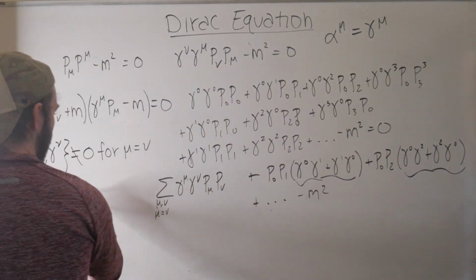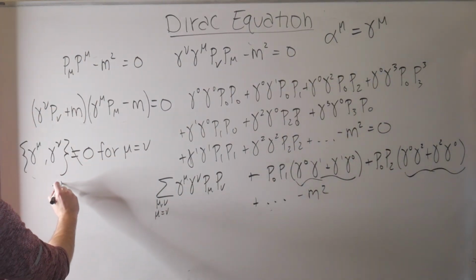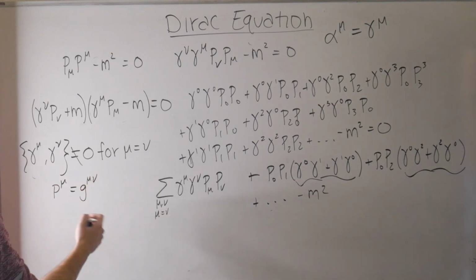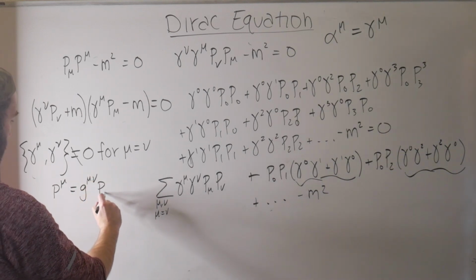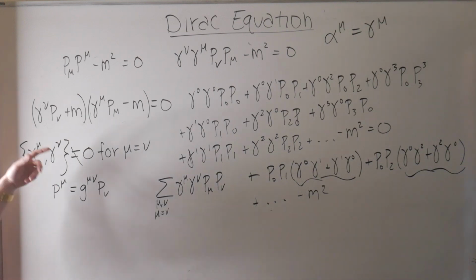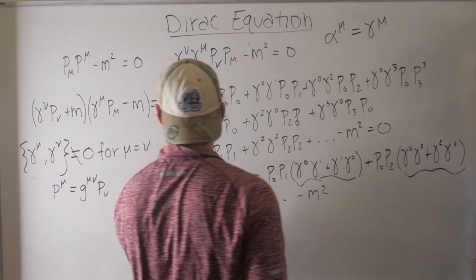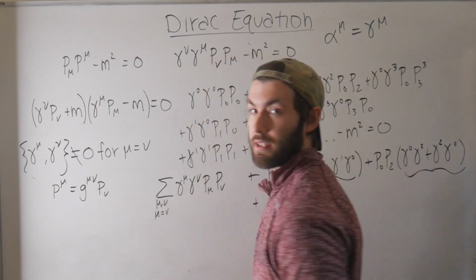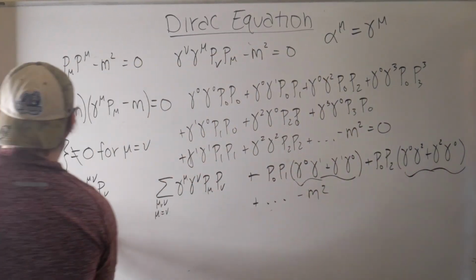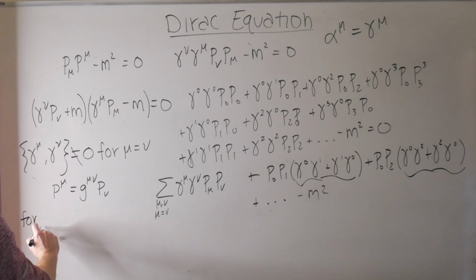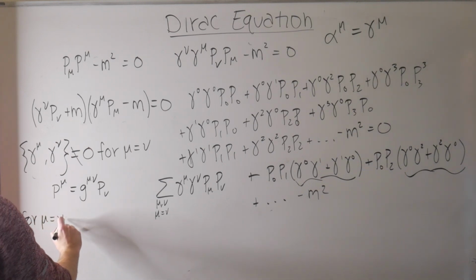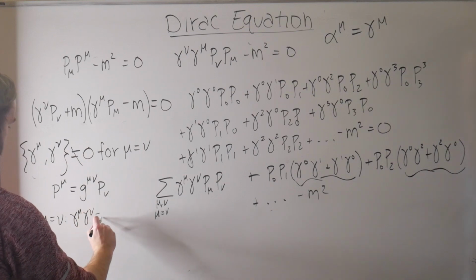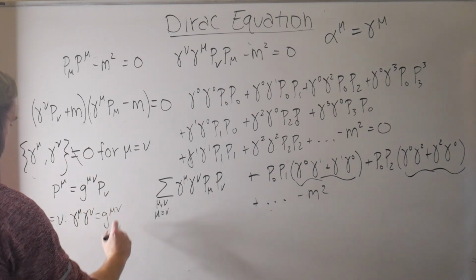We need to say, because we know that p mu is just equal to the contravariant metric tensor acting on the lower indices. So it just raises it up. Okay, so for mu equal to nu, we should just get the metric tensor effectively, g mu nu.